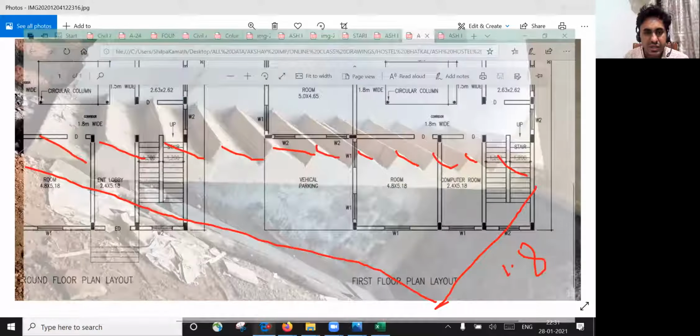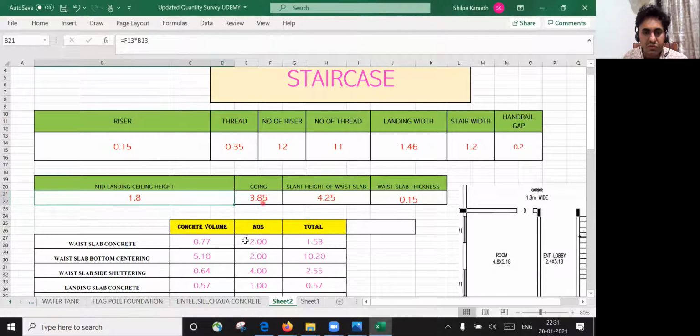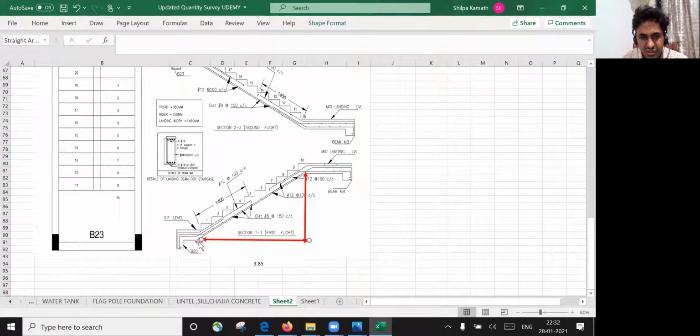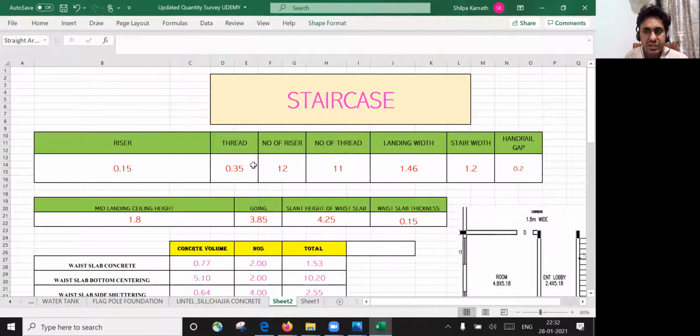Go back to the Excel sheet again. Whatever length I've shown you, that entire length from here to here is called the going. The length of the tread is 0.35, so 0.35 multiplied by the number of treads. I have 11 such treads, so I'm getting 3.85. That is why I'm getting 3.85 here. These are the only two calculations that we need to do.